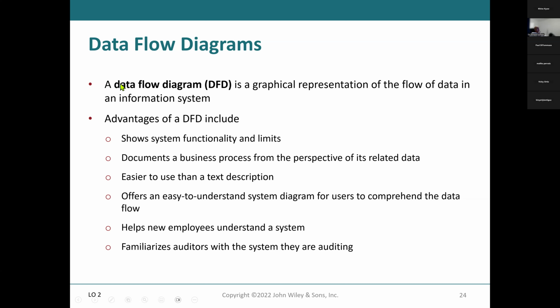But its purpose is simply to show the flow of data within an information system. So almost like a flowchart, but much more specific in its objective.